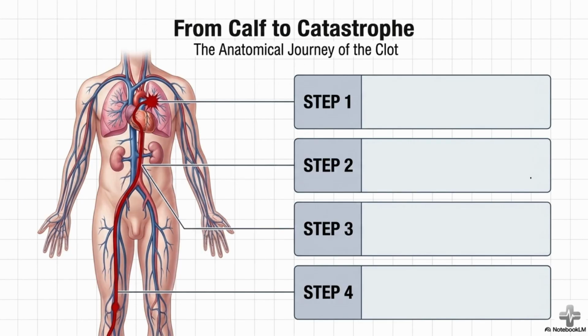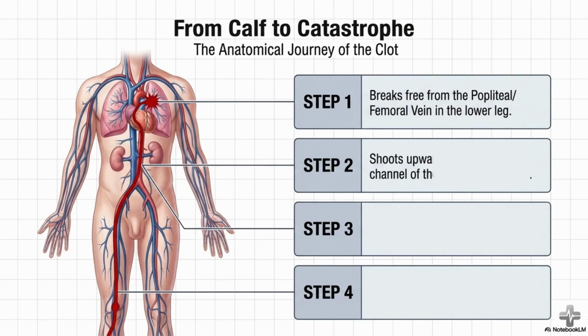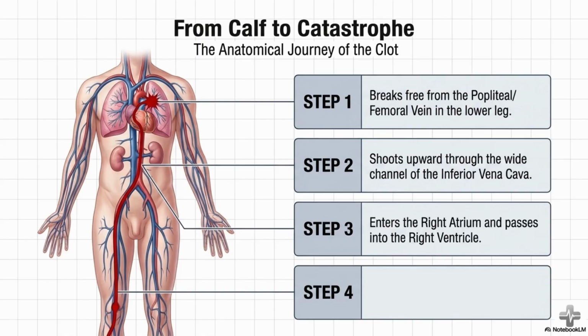Let's trace this path from calf to catastrophe. This is the anatomical journey of the clot. Step 1. The clot breaks free from the popliteal or femoral vein in the lower leg. Step 2, it shoots upward through the right channel of the inferior vena cava. Step 3, it enters the right atrium and passes into the right ventricle. Finally, step 4, it slams into the narrow bifurcation of the pulmonary artery.